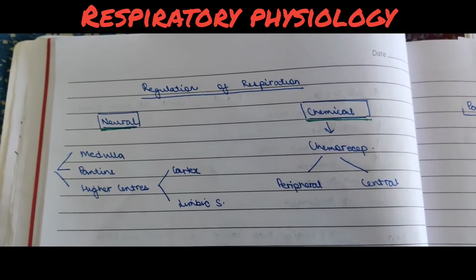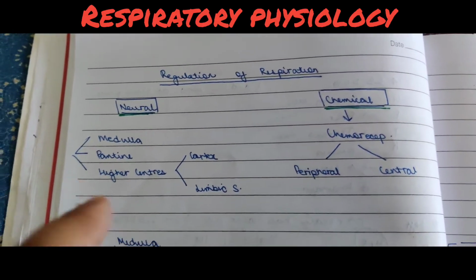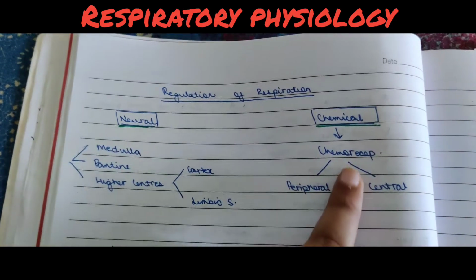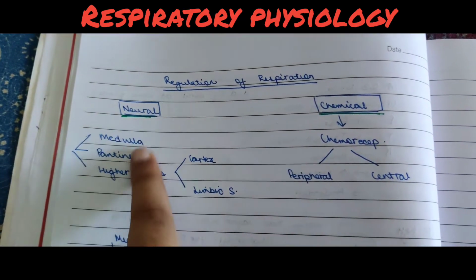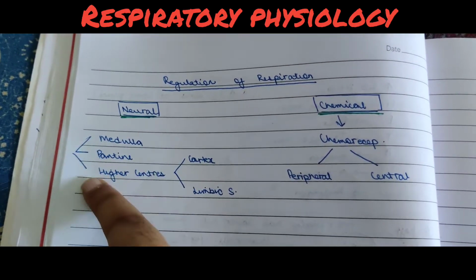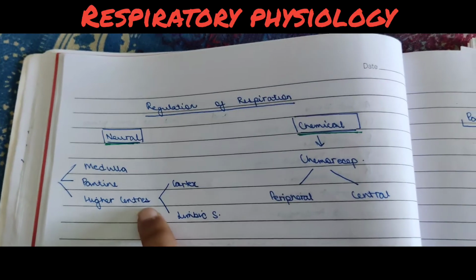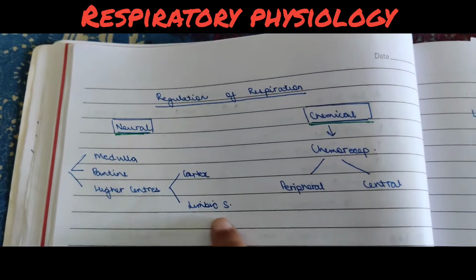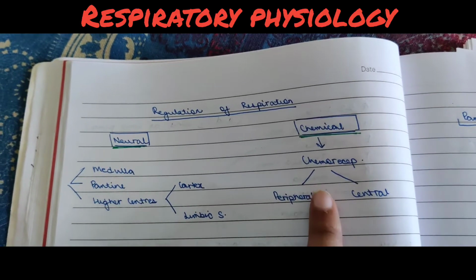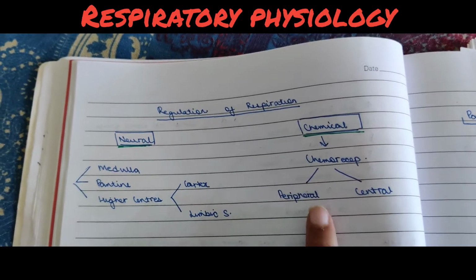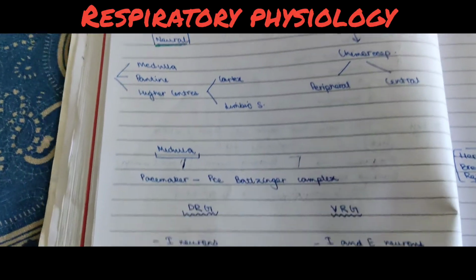Okay, so now let's see regulation of respiration. There are two ways, one is neural and one is chemical. So neural regulation components are medulla, pontine centers, and the higher centers, and the higher centers include the cortex and the limbic system. Whereas there are chemoreceptors of two types, peripheral and central chemoreceptors.